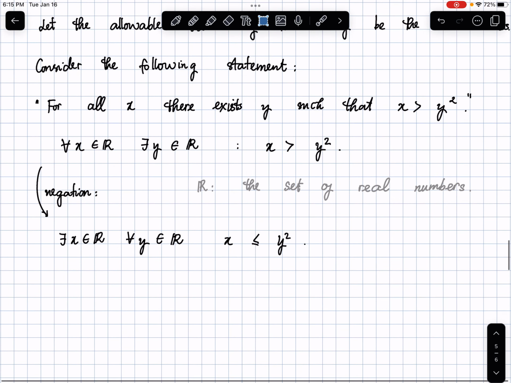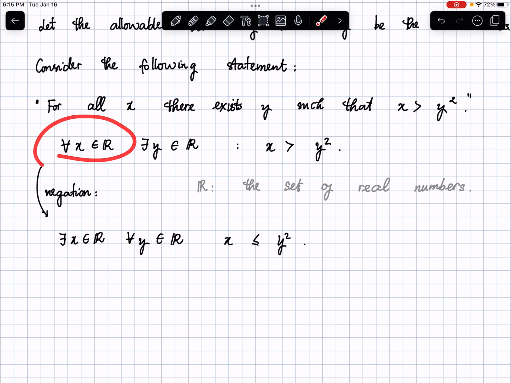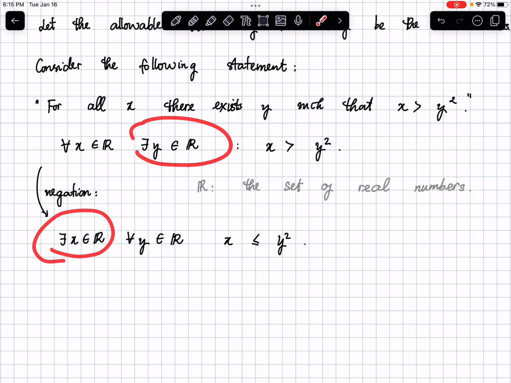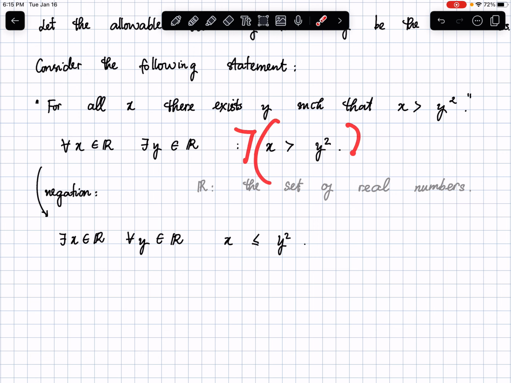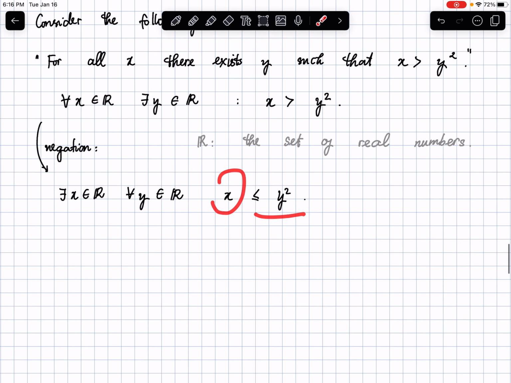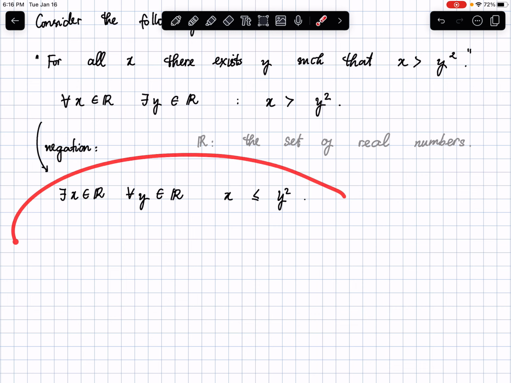Does that make sense? So we have for all becomes exists, x in R, for all y in R. We have this is not true, meaning not of this statement, right? So not x bigger than y squared, meaning x is not bigger than y squared, so x is smaller than or equal to y squared. Okay, now we found the negation, which is this statement.